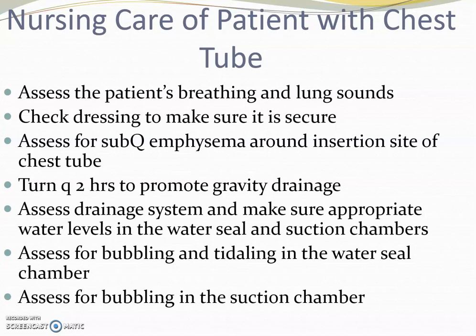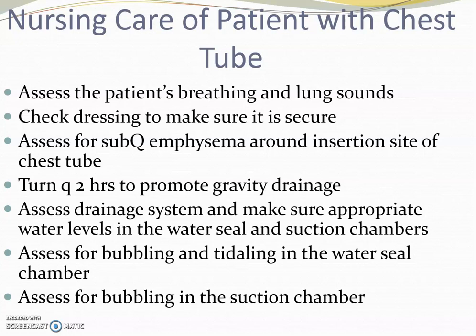This is the second part of the podcast. We're going to talk about nursing care of the patient with the chest tube. Since the chest tube deals with the patient's respiratory system, this becomes our priority assessment. We want to assess the patient's breathing, make sure it's unlabored and normal.